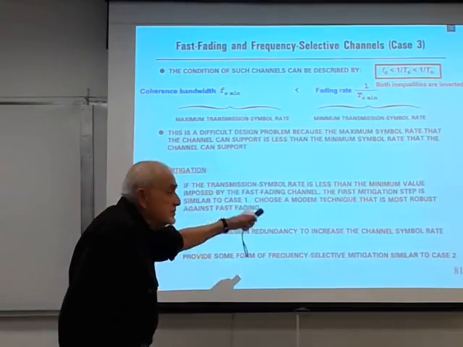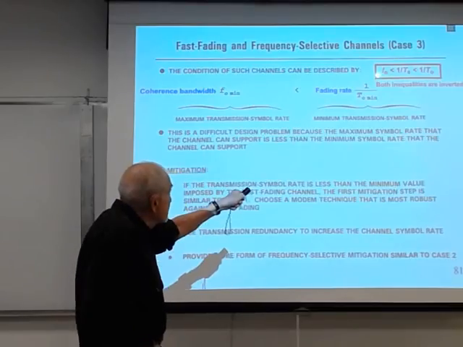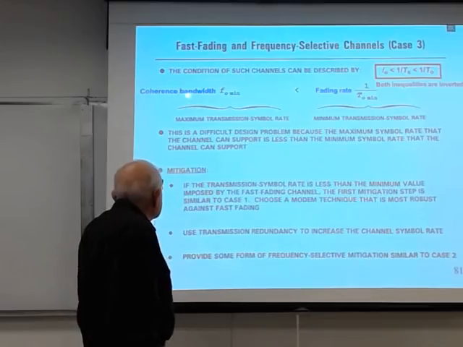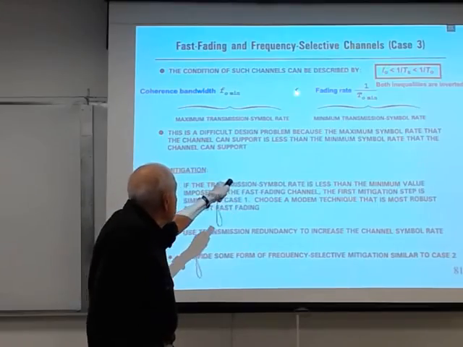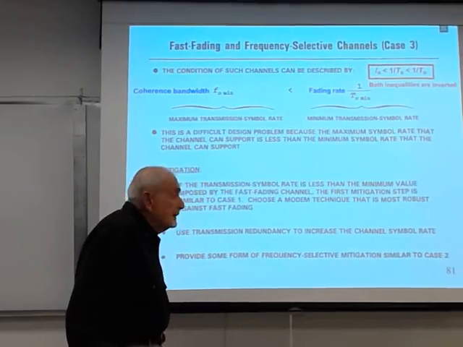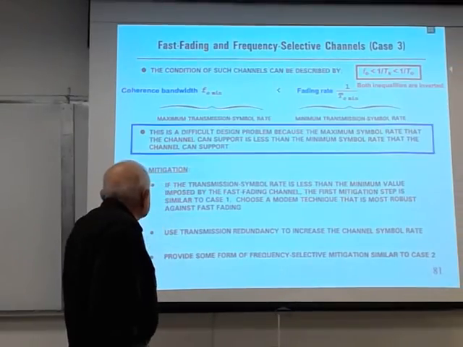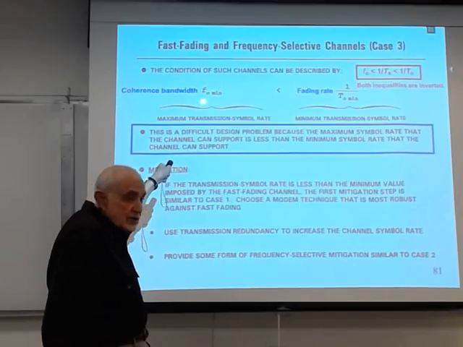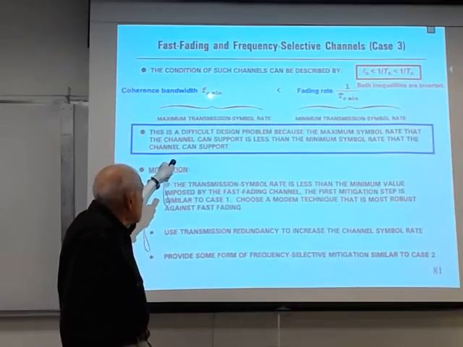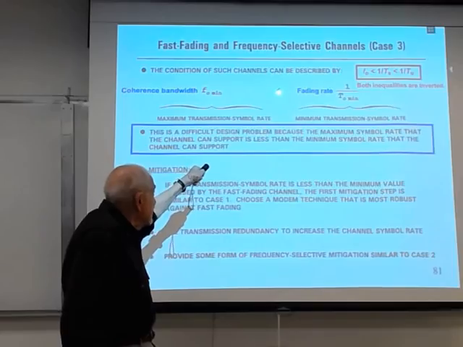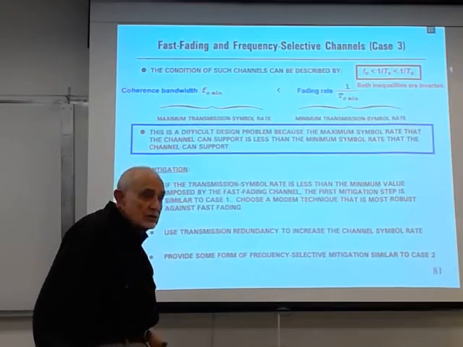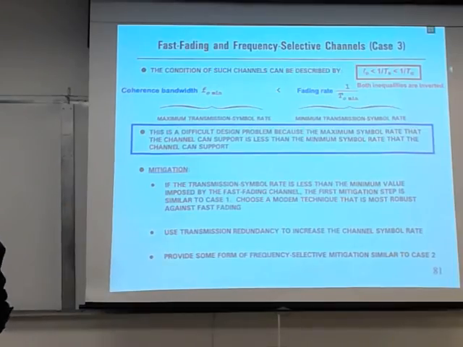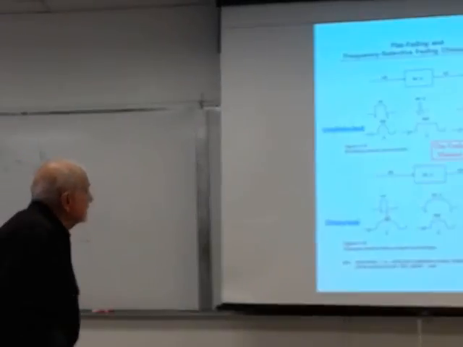What if both of these inequalities are flipped? Notice if both of these inequalities are flipped, then for all practical purposes, you have f sub 0 is less than the fading rate. So remember what this means. This is a difficult design problem because this represents the fastest that you can go. The fastest that you can go in this channel is less than the slowest you can go. That's a difficult design problem. But we can do it. We can fix it. We just take it one at a time.